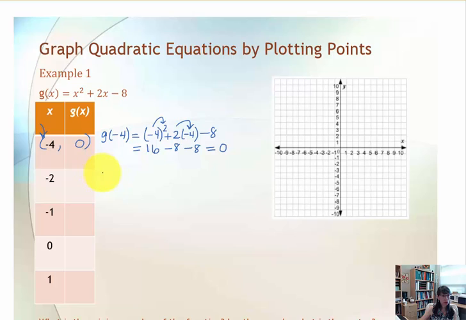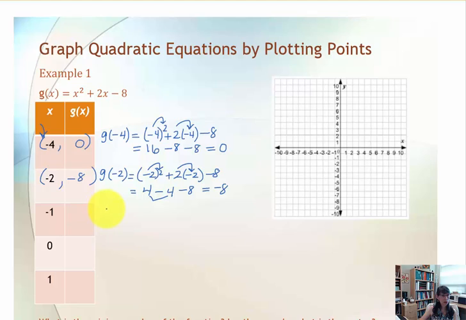Next x value is -2. So we're looking for g of -2. So the quantity of -2 squared plus 2 times -2 minus 8. Quantity of -2 squared gives us 4. 2 times -2 is -4, and then subtract 8. So 4 minus 4 is 0. 0 take away 8 is -8. So our other ordered pair is -2, -8.